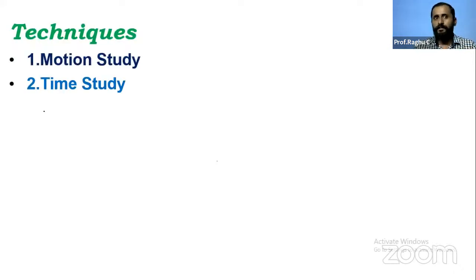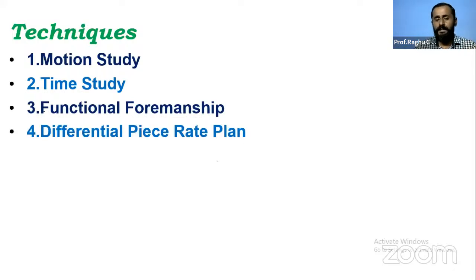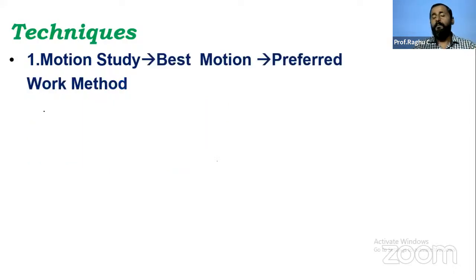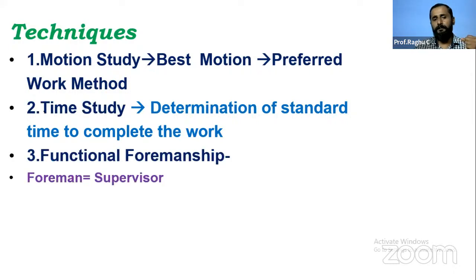Afterwards, techniques involved. So here, motion study, time study, functional foremanship, differential piece rate system, exceptional principle. So here, differential piece rate system. For different work, different amount of money should be paid. Based on the motion studies, preferred work method should be identified. Standard time should be identified, time study.